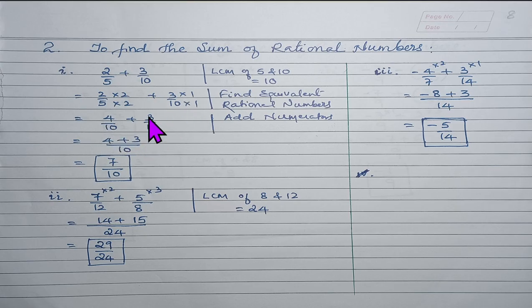When the denominators are the same, we add the numerators. So 4 plus 3 is 7, and 7 by 10 is the sum of these two rational numbers, and again it's a rational number. So the sum of two rational numbers is again a rational number, and that is a very important property.